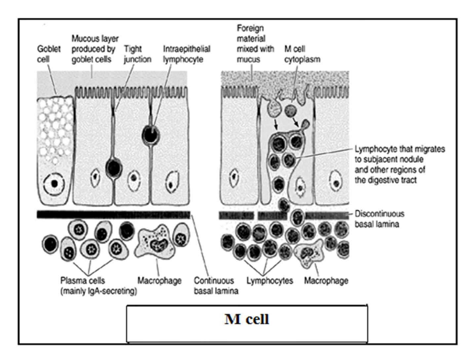This is the shape of M cell. Broad cell with a dome-shaped surface and underlying concavity. We notice that the basal lamina underneath the M cell is discontinuous. The M cell acts as an antigen-presenting cell.